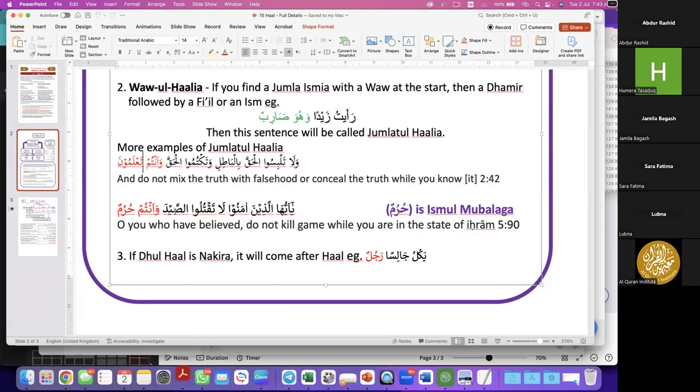What it should be: do not kill animals while you are wearing ihram, while you are in this state of ihram. This wa, in this structure, will give you the meaning of while. Now, once you know this, once you really love it, you will love that meaning as well, differently. You will produce a better meaning than what you see there. This one, I corrected it, brothers and sisters. It was something else there in some places, okay?